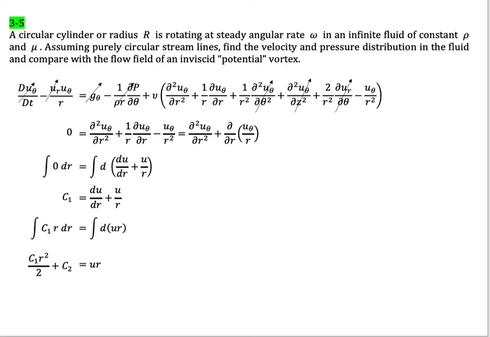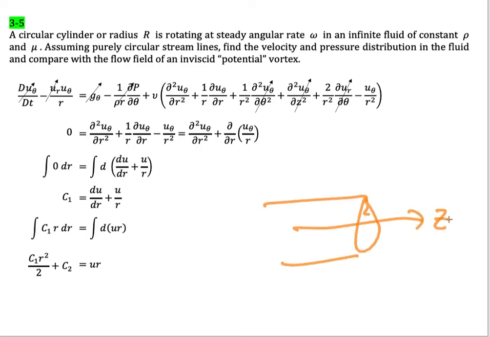So this is another example using polar coordinates. A circular cylinder of radius r rotates at a steady rate omega in an infinite fluid of constant rho and mu, assuming purely circular streamlines. Find the velocity and pressure distribution in the fluid and compare with the flow field of an envisaged potential vortex. Here, because it is about the potential vortex, vortex means the rotation or the circulation.